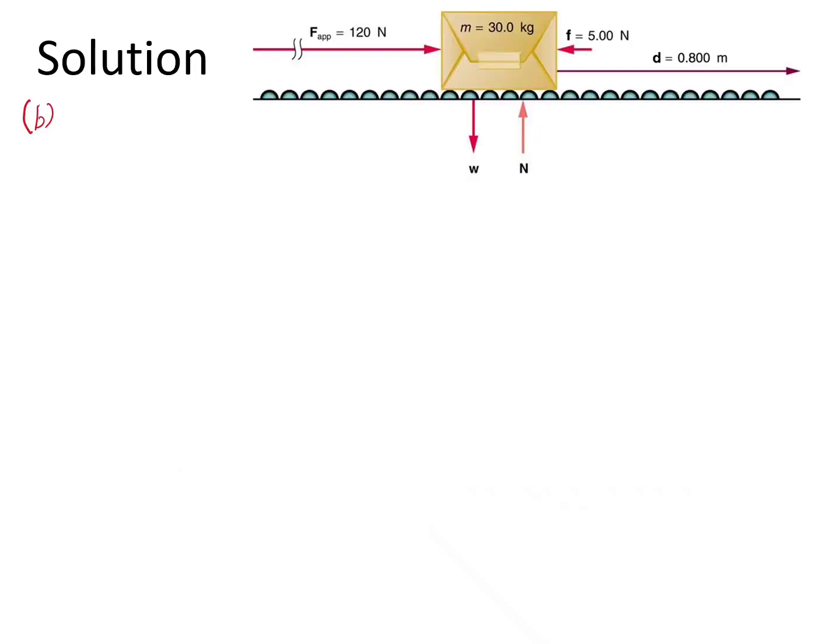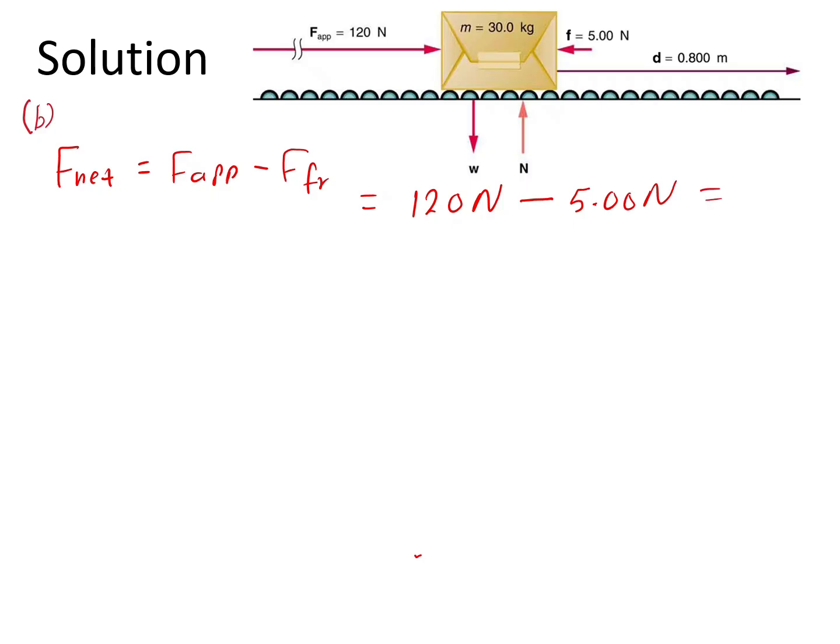For part B, we can first find the net force in the horizontal direction. F net equals F applied minus F friction, which is the applied force, 120 newtons, minus the friction force, 5 newtons. It is minus because friction is in the opposite direction. Therefore, the net force will be 115 newtons.